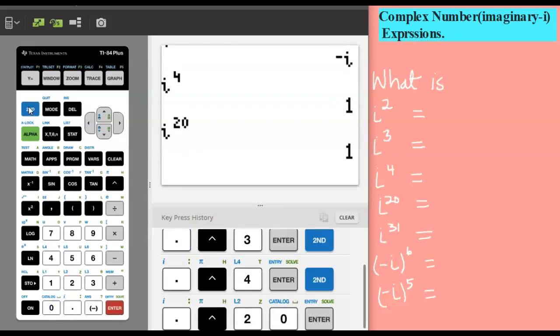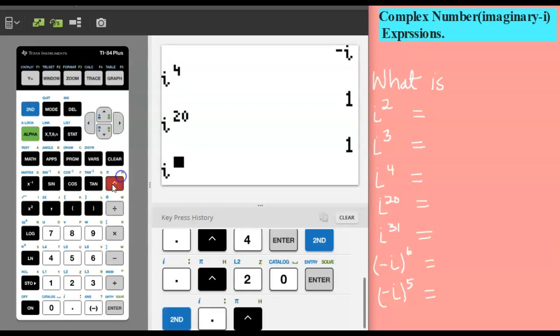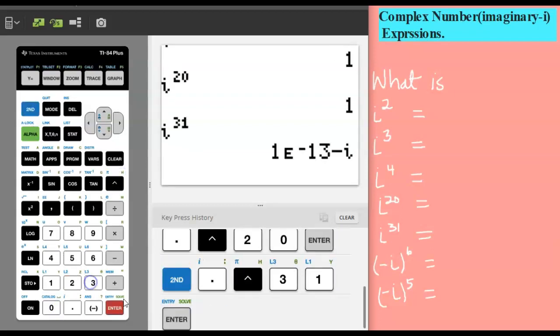Grab your calculator again, you go to i to the power 31. That gives you, so you look at the last number of the exponent, which is going to be -i. That's the one that we're going to use. And as we do it without the calculator, you will get more understanding. That's going to be our next video. Let's continue to do these i's.